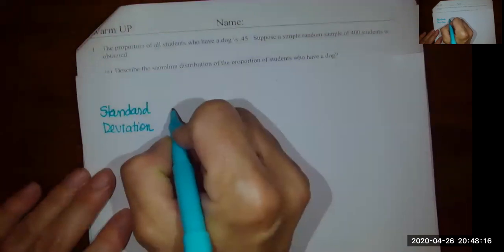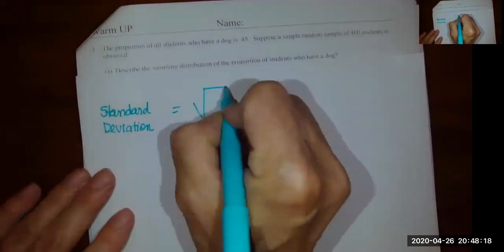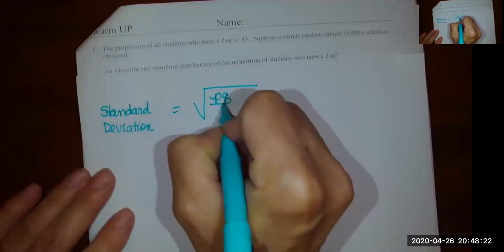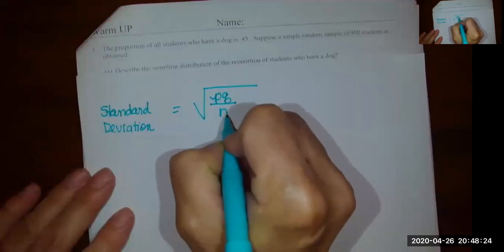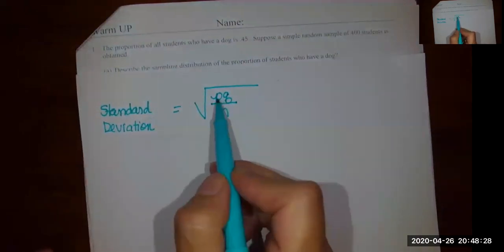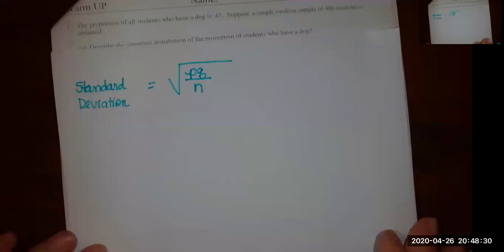So what is the standard deviation? The square root of P, Q over N. And remember, Q is just 1 minus P, so P and Q add up to 1. Okay, that's one of the important things that we have to know so far.